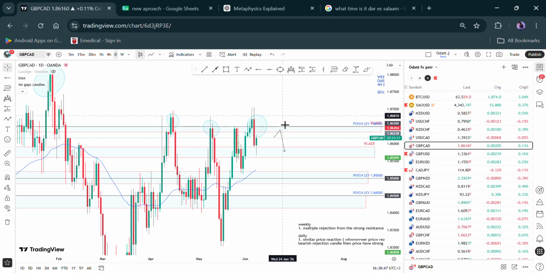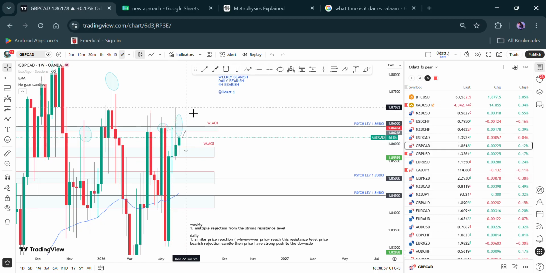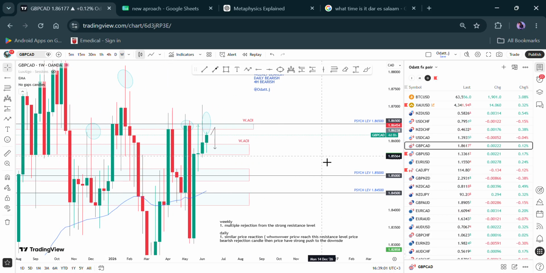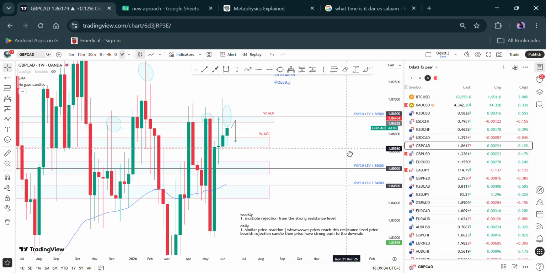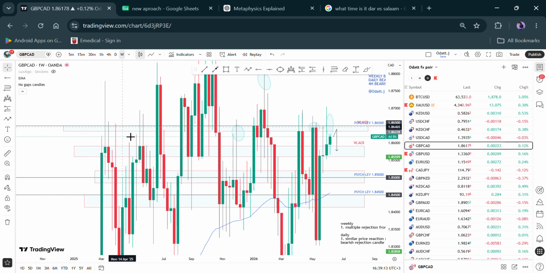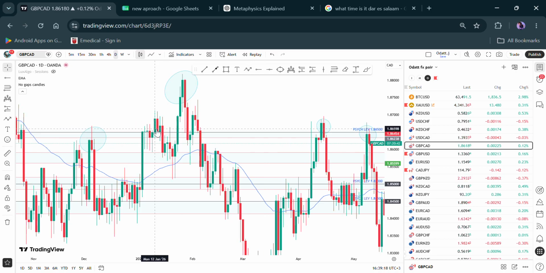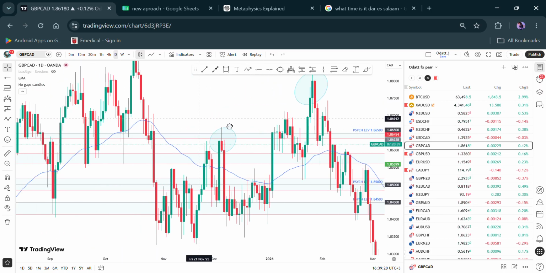GBP CAD. I'm waiting for daily to retest this structure point. I like when we have this bearish rejection candlestick. On the weekly time frame, as you can see, we have multiple rejections, rejecting to the downside. The only information is that this is a strong resistance level. One, two, three touches, multiple rejections around here on daily. Strong resistance level, strong area of interest, as you can see.